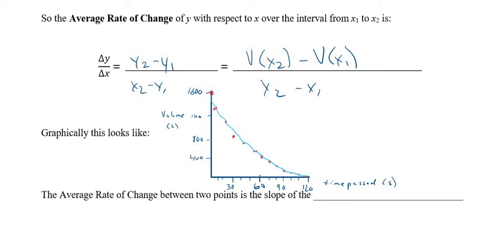So the other big takeaway from this is that when you look at the graph, there's a connection between the average rate of change and the secants. In fact, the average rate of change between the 2 points is the slope of the secant.